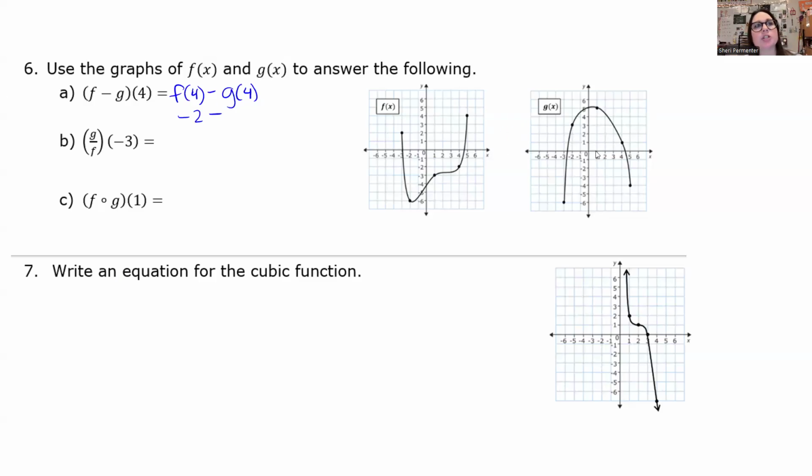Okay, I'm going to come over here to the g graph. If I go all the way over to 4, the g graph is up at 1. So I'm going to plug that in. 1. What's -2 minus 1? -3.